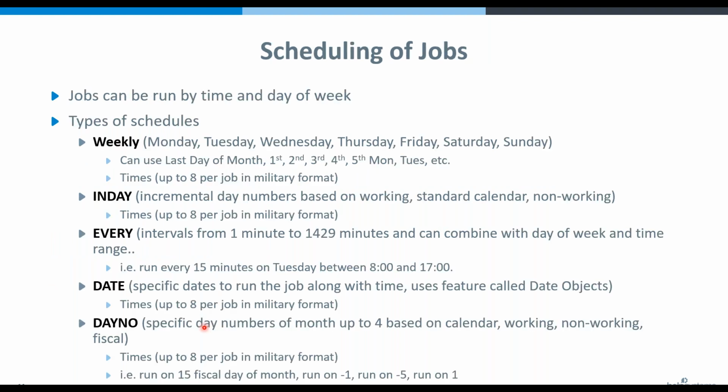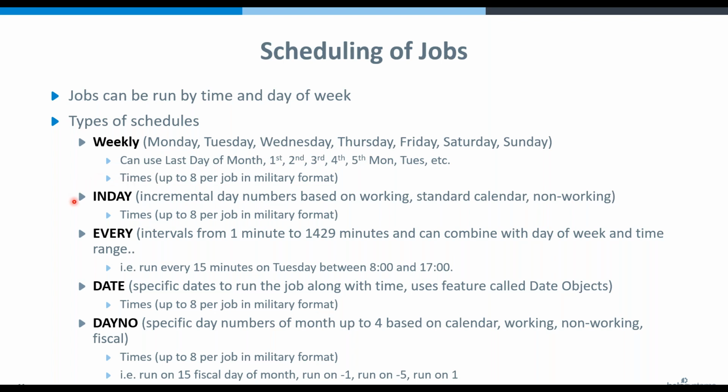All right, so then we have the scheduling of jobs. When we think of scheduling, of course, we think of date and time and calendaring kinds of things. And Robot has been around really since 1982. It was a founding product for Help Systems. And certainly we can run jobs by time and day of the week. We also can do things like last day of the month, first day of the month, second, third scheduling. We can do up to 8 times per job.